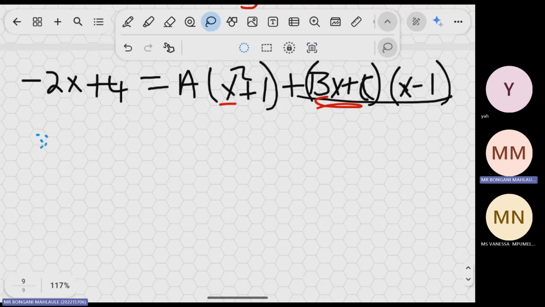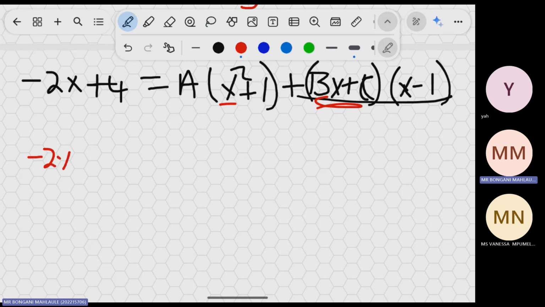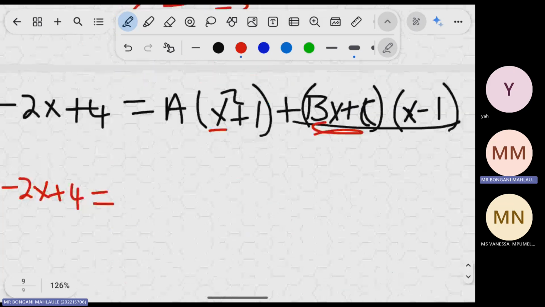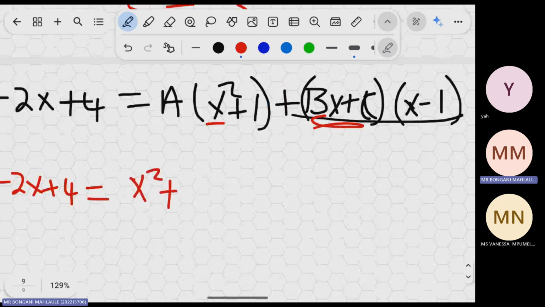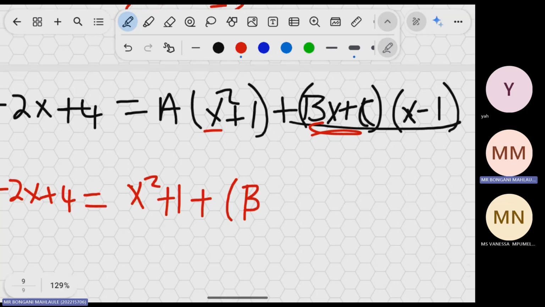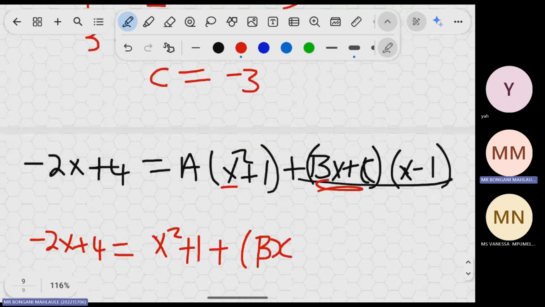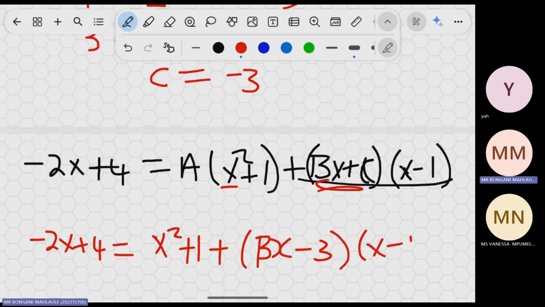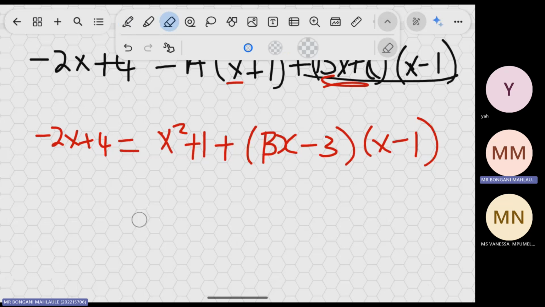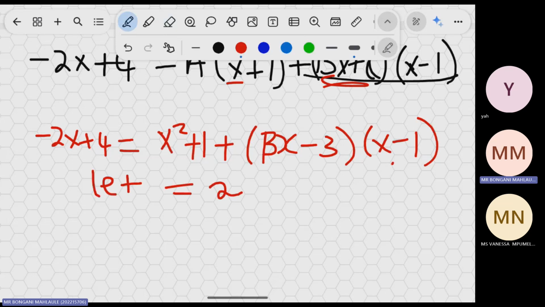Now we already have the value of a, which was equal to 1. Then meaning here you just have x squared plus 1 plus the value of b, we don't know, and then the value of c is negative 3 x minus 1. So you see now we're only having one variable. So here you can choose x to be anything. Let's say we choose x to be equal to 2.